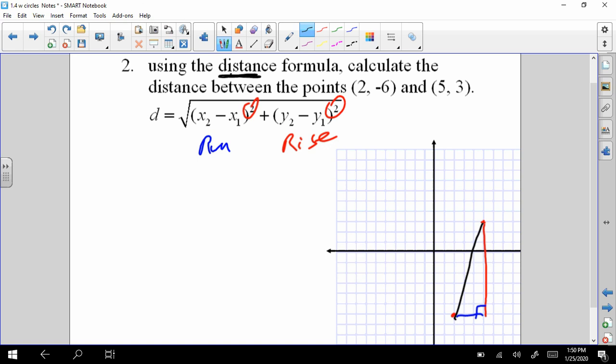So how do I calculate the rise? Well, the same way I always calculate the rise. It is y2 minus y1. 3 minus negative 6. 3 minus negative 6 gives me 3 plus 6, which is 9. Add that to the run and square the run.